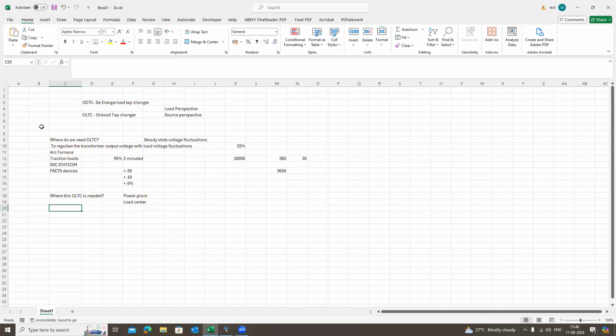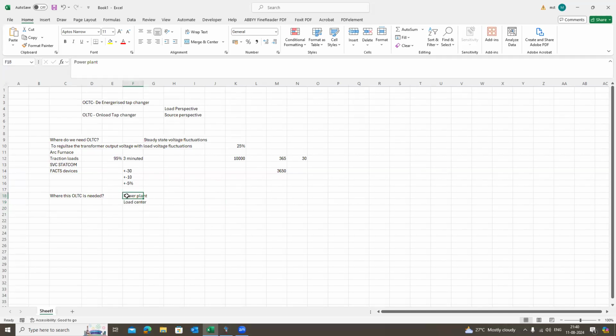Okay, right. So it is for both the applications, the load center as well as the power plant applications. Why? Because in the load center, of course, that is clear. Everyone knows about that. In the load center, the OLTC is needed to maintain the voltage at the load bus within the permissible limits. That's pretty much clear to everyone.